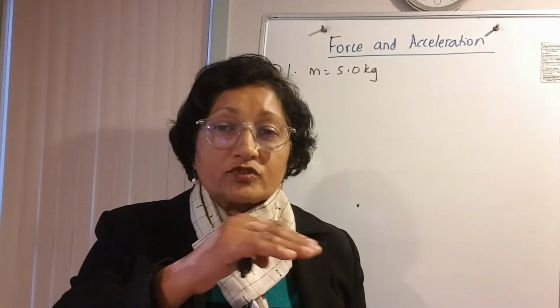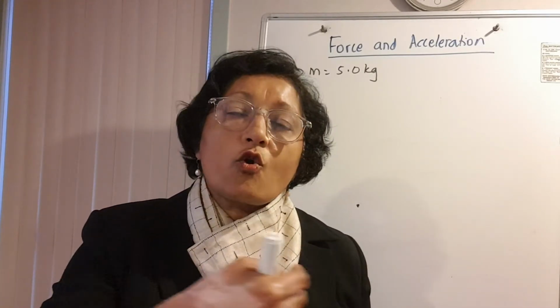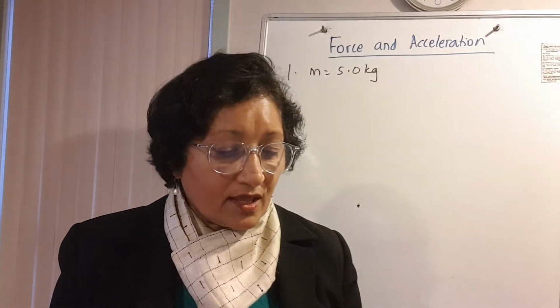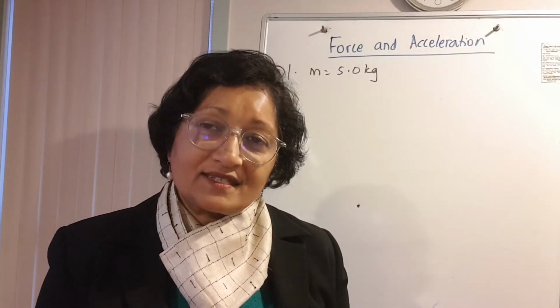Now, if the rope was horizontal, that means parallel to the ground, you would be using all the force that you apply to accelerate the sledge. But if the rope is at an angle, then the component of the force in the direction of motion is used to accelerate the sledge. So that's where these questions in year 12 are different from what you did in year 11.